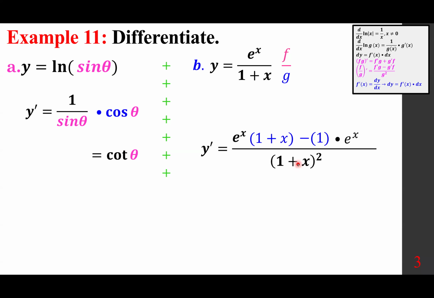All we have to do is simplify the numerator. By distributing, we get e to the power of x plus e to the power of x times x minus e to the power of x. And obviously, these two cancel each other. So the numerator is e to the power of x times x. We put the x in front, and the final answer y prime is x e to the power of x over 1 plus x quantity squared.